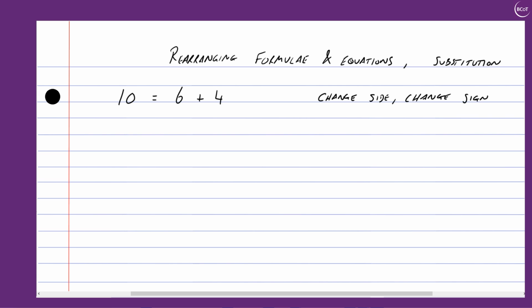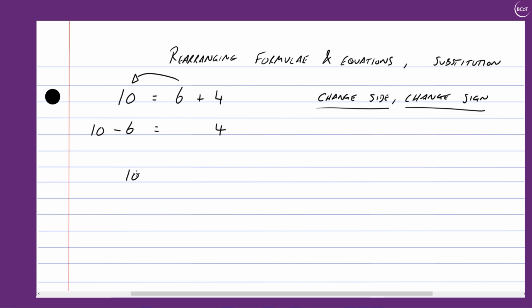If I wanted to rearrange it so that the 4 was on its own, I'd have to move the 6 to the other side. At the moment it's plus 6 because there's nothing in front of it. We assume it's positive. When I move it over, it becomes negative because we change the sign, having changed which side of the equal sign it's on. So this becomes 10 minus 6 equals, and all that's left is 4. And that is correct. We had 10 equals 6 plus 4, and then we moved the 6 to the other side. It became minus 6. 10 minus 6 is 4.